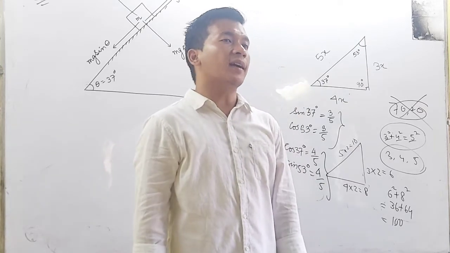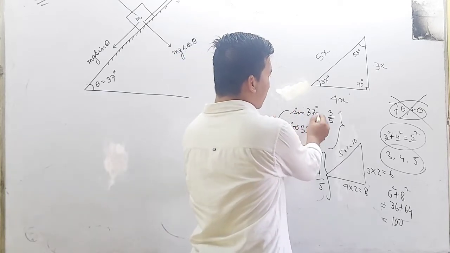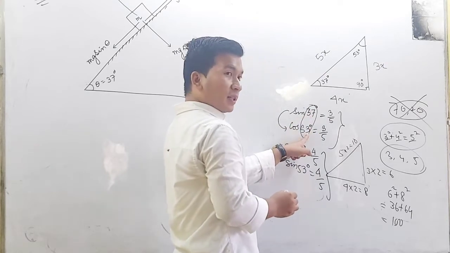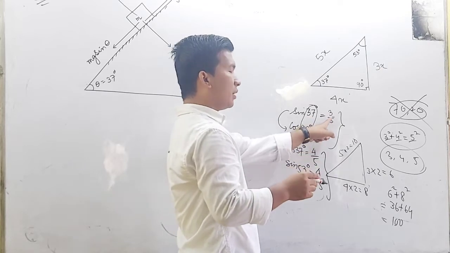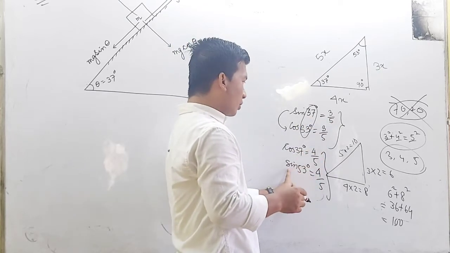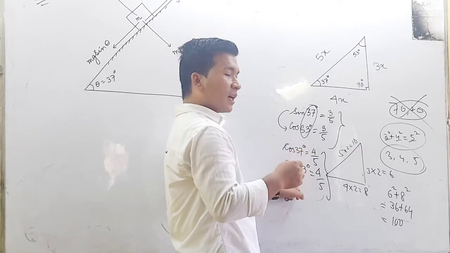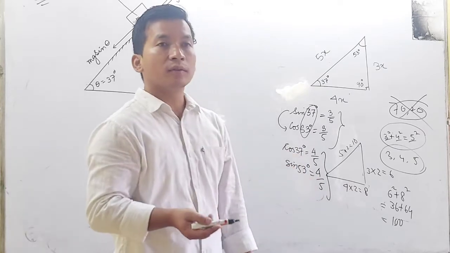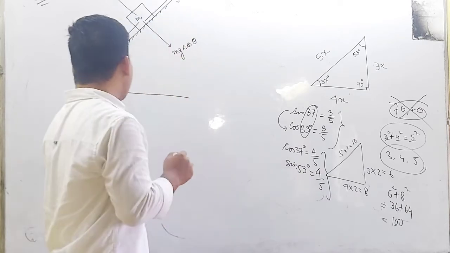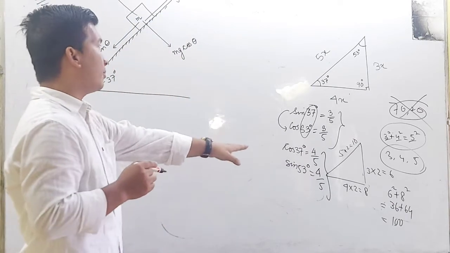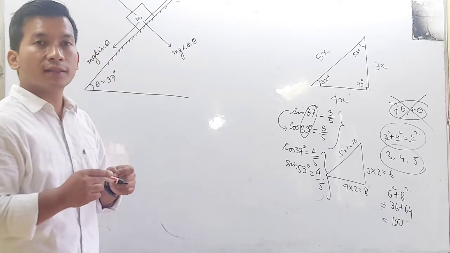Sin 37 and cos 53 are complementary angle functions, and they have the same value. Similarly, cos 37 and sin 53 have the same value. If you do not know this concept, then do you know the exact value of cos 37 or sin 37?